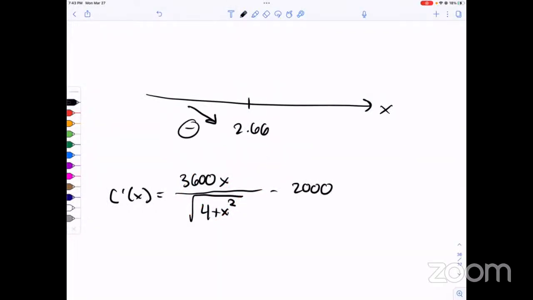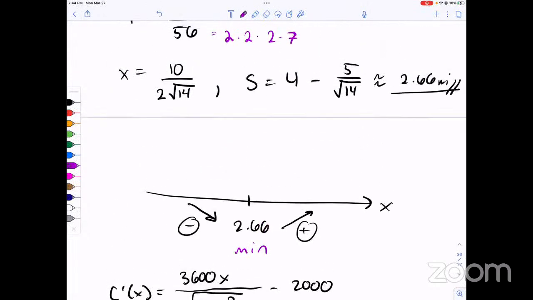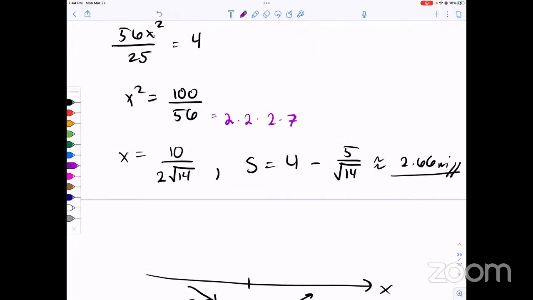A number to the right, like if we plug in 3, this is going to be positive down here. This is positive. I'm pretty sure that this is going to be larger than 2000. So a positive number larger than 2000 minus 2000 ultimately is going to be positive. I'm just kind of assuming it right now. Again, that would confirm that this is a minimum. And I think we can stand by that result. Okay, let's go check.